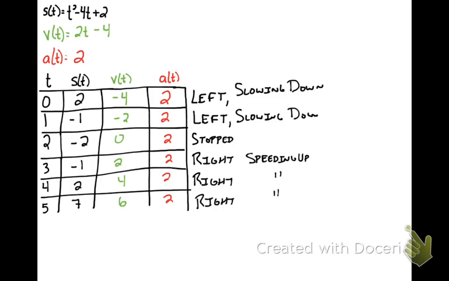And if we wanted to map what's happening with this particle, just on a number line, we know that it starts at 2, and in the first second it goes to negative 1, and in the second it goes to negative 2, where it stops, and in the third second it goes back to negative 1, and then it goes back to 2, and then it ends up way over at 7 in the fifth second. So it starts in one direction, stops, and goes back in the other direction.